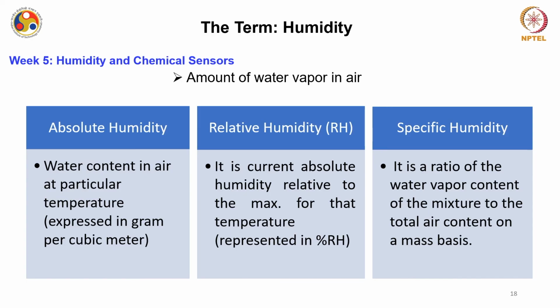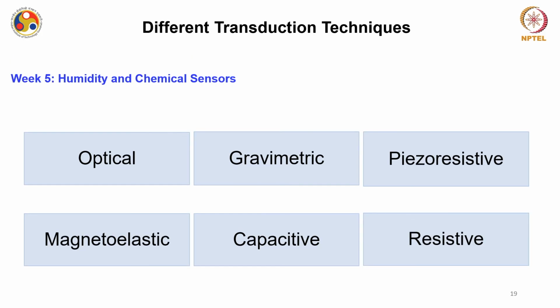So relative humidity was defined as the ratio of the current absolute humidity, that exists right now, to the maximum that can exist at that particular temperature. Okay, we have also seen this definition in terms of partial pressure, but this was the crude definition that we have utilized, and throughout this course we have only utilized this RH term. We have not talked about absolute humidity or specific humidity.